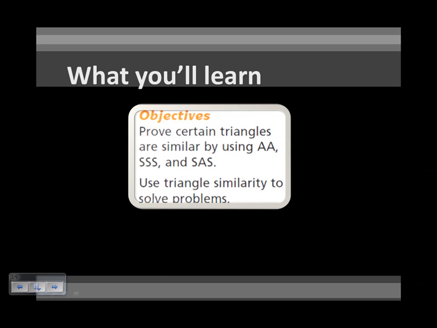In this lesson, we'll learn to prove that certain triangles are similar by AA, which is short for angle similarity, SSS, which is short for side similarity, and SAS, which is short for side similarity. And we'll also use the triangle similarity to solve problems.